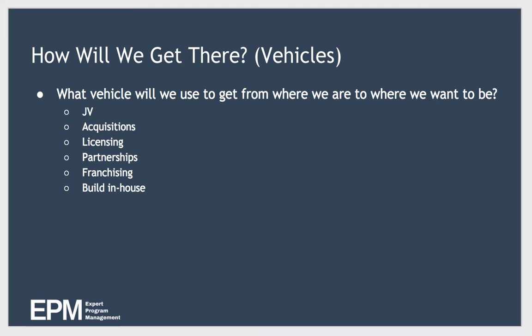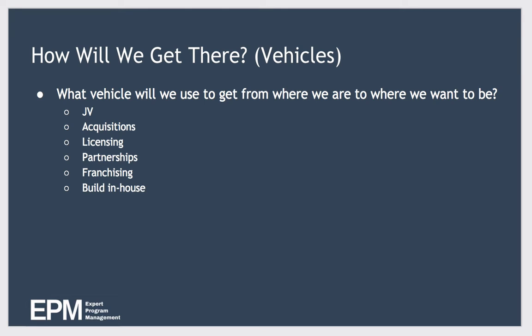So the second question is, how will we get there? And this is where you specify what vehicle you're going to use to arrive at your destination. So how are we going to get from where we are now to where we want to be? So some answers to this might be you could use joint ventures, you could use acquisitions, licensing partnerships, franchising, or build the solution in-house. So again, be as specific as you can.